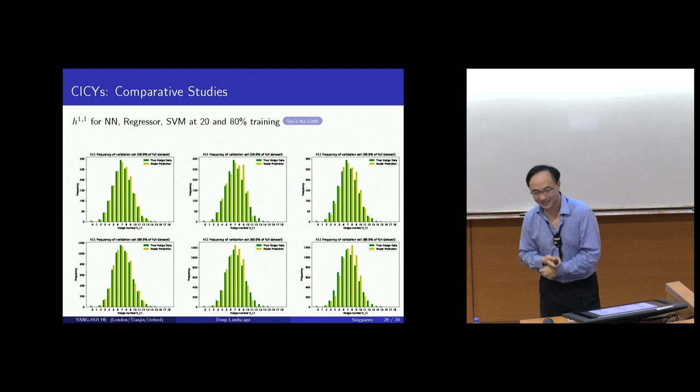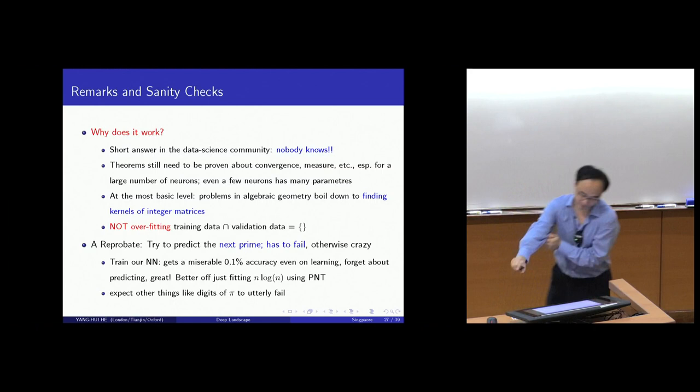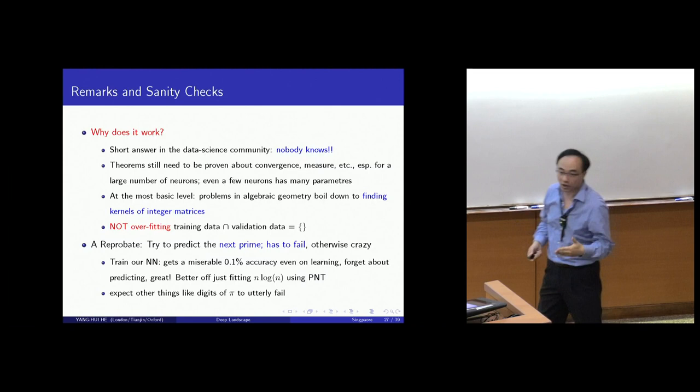So just to summarize, I don't want to keep you from your dinner. At some level, why does it work? I have no idea. All I know is that we're not overfitting because we're doing this cross-validation. Then it occurred to me, well, I should check on something else, right?